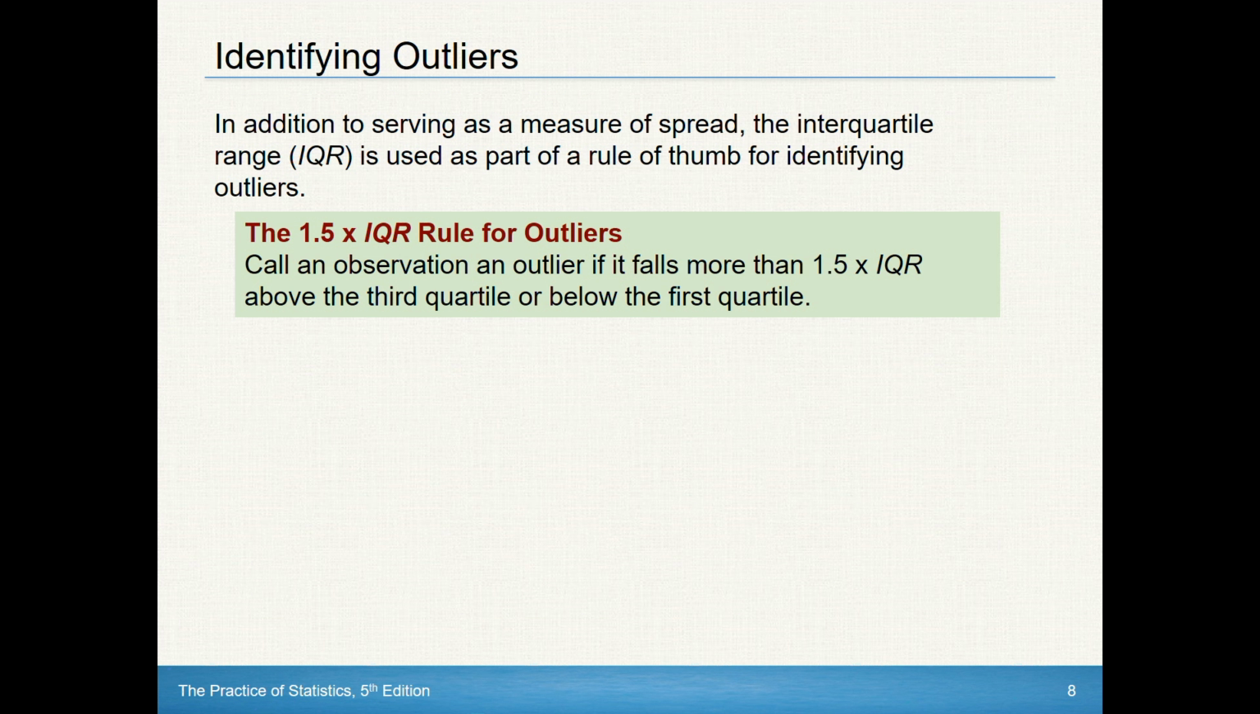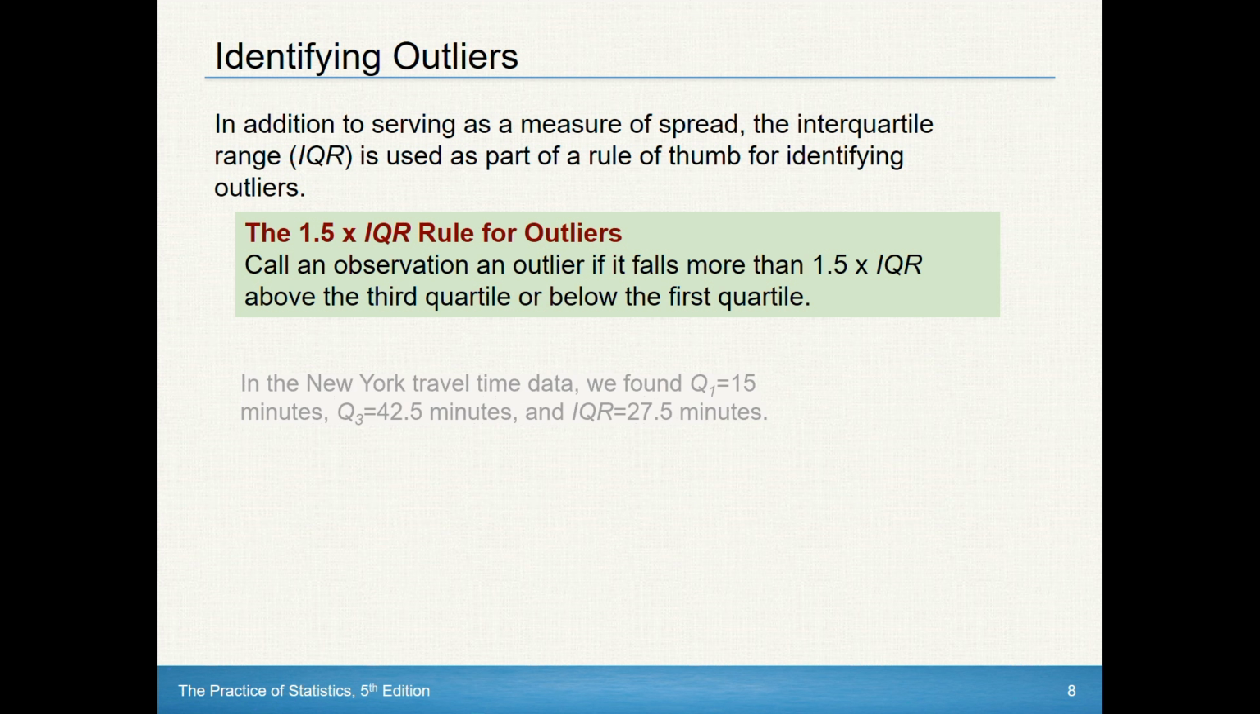Identifying outliers. All right, so in the past, we've just kind of said, oh, that point's really far away. It could be an outlier. But now we're going to talk about this 1.5 times the IQR rule for outliers. And basically, it's going to help us identify if I have a point that's really, really far away, is it in fact an outlier, or is it just pretty far away?